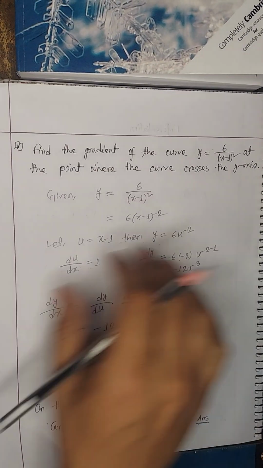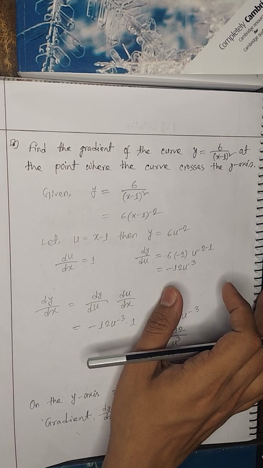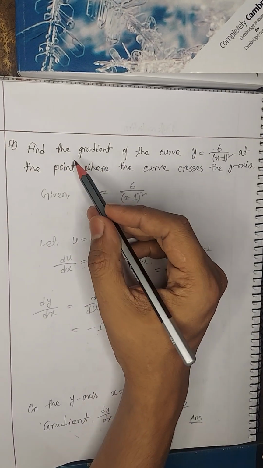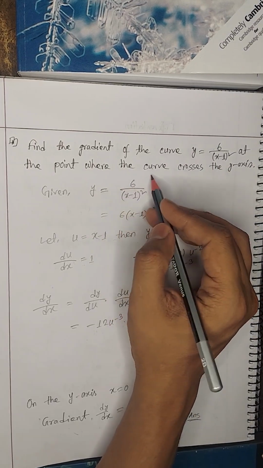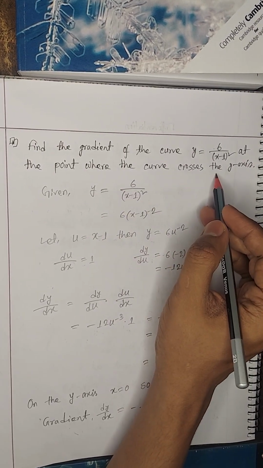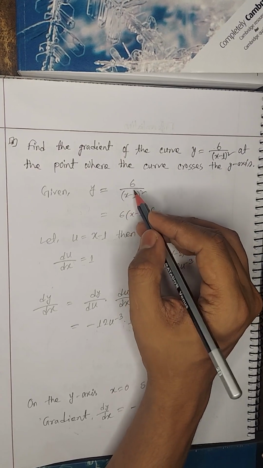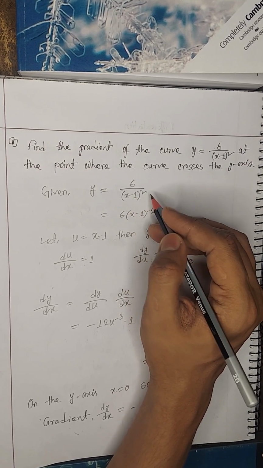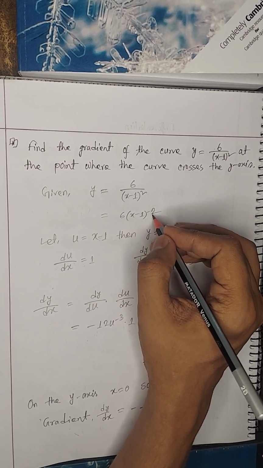Now I've shown you the formulas. Now the problems. The first problem: we have to find the gradient of the curve at the point where the curve passes through the y-axis. The curve is y is equal to 6 by (x minus 1) whole square. We can rewrite this as 6 times (x minus 1) to the power minus 2.